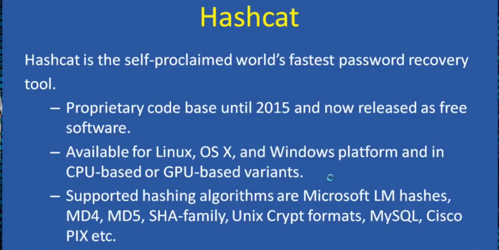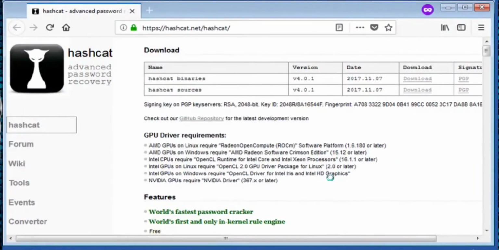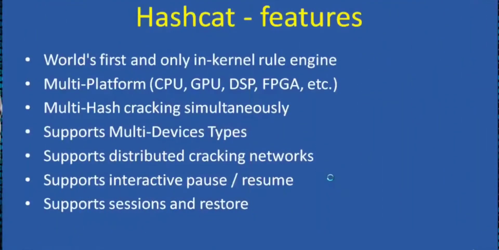It supports a wide range of hashing algorithms, including Microsoft LM hashes, MD4, MD5, SHA family, Unix crypt formats, MySQL, Cisco PIX, etc. This is the website of HashCat. HashCat is available by default in Kali Linux also.